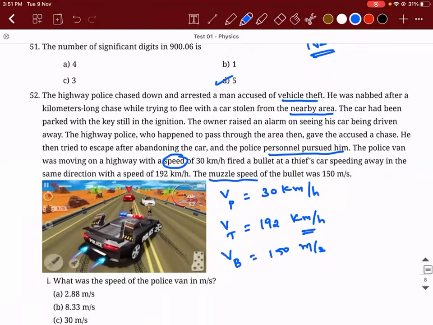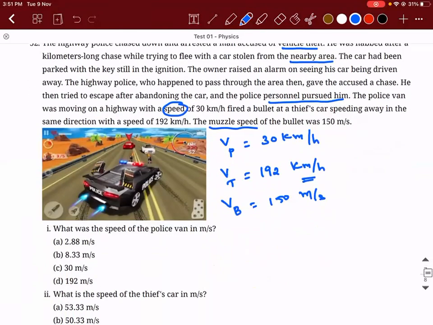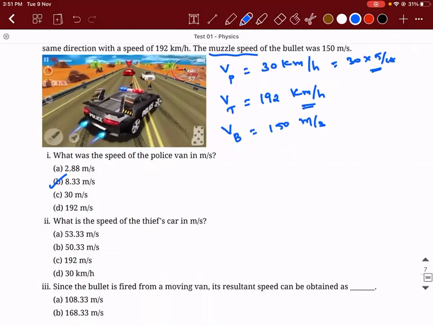Okay. So what is the speed of the police van in meter per second? So what are we supposed to do? 30 into 5 divided by 18. What will be the answer, guys? 8.3. 8.33. What is the speed of the thief's car in meter per second?